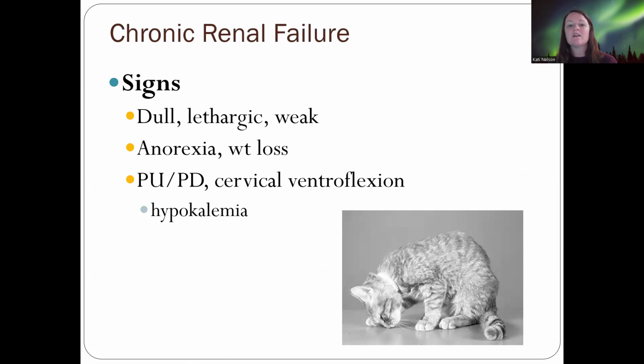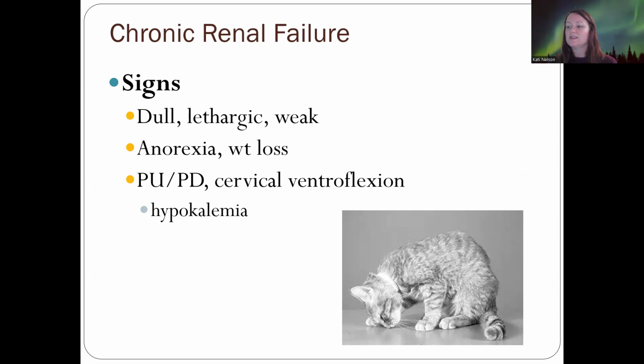Something else we can see is dull, lethargic, weak animals. They can be anorexic. They can have that weight loss. The polyuria and polydipsia, there's also something else, right? So hypokalemia. Man, we've been talking about low potassium for weeks now. That low potassium causes generalized muscle weakness from excessive loss, right? In this case, these patients can end up having cervical ventroflexion, where their head is stuck down. I've seen this before on a chronic kidney case, and it's very interesting. Their head is just kind of stuck.